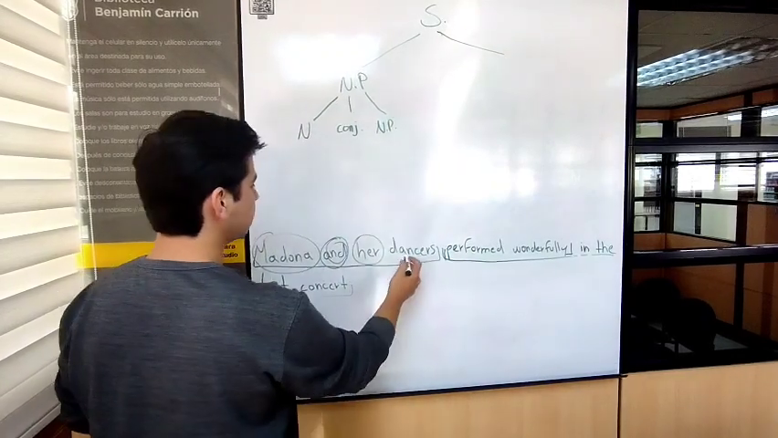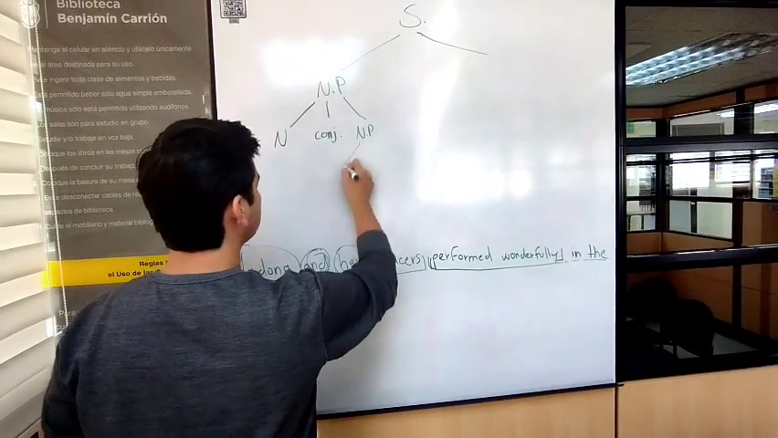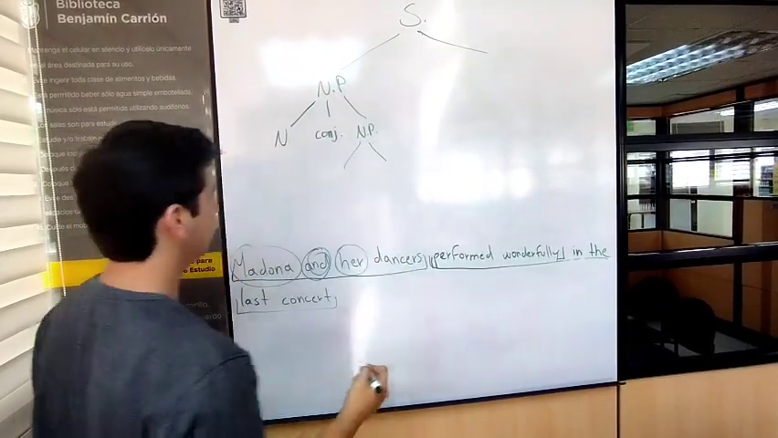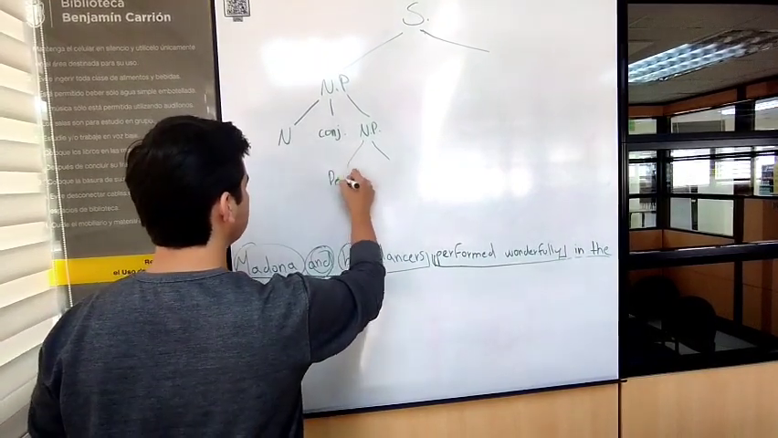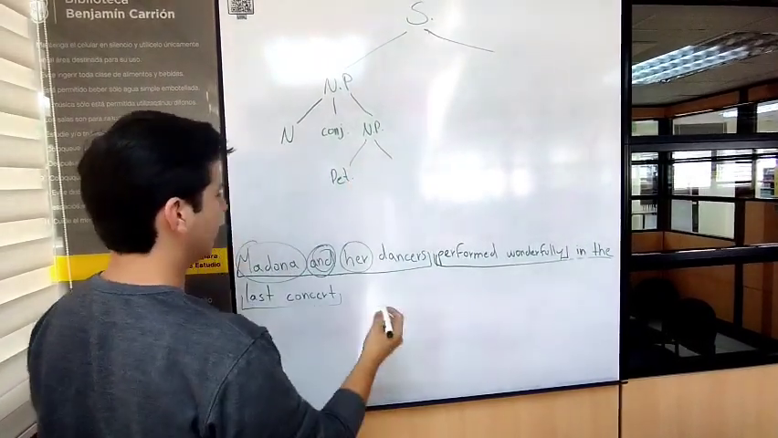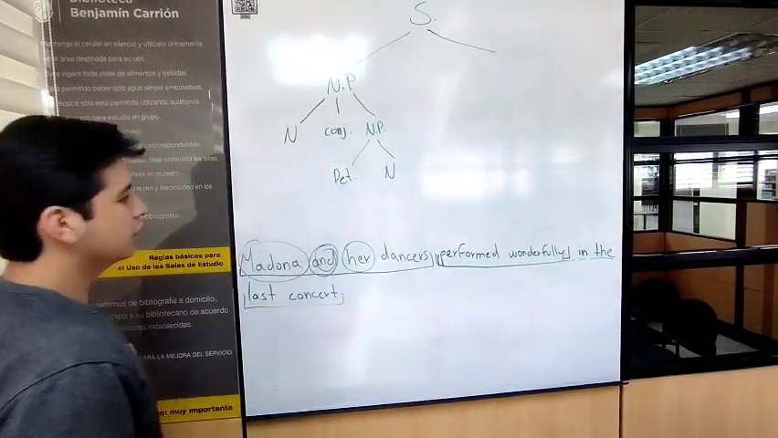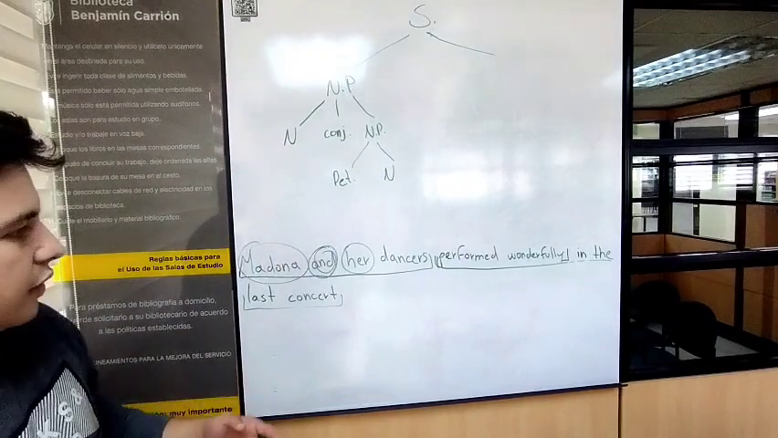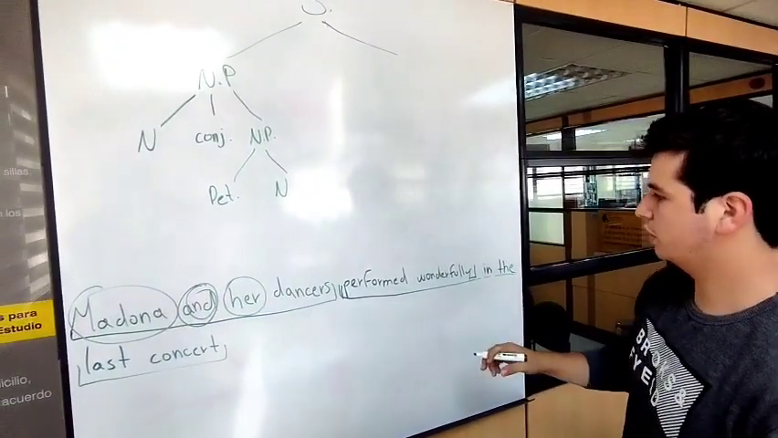So, her dancers is going to be subdivided into the next level of hierarchy, which is her, a determiner, and dancers, which is the final noun. Okay? So let's go to the next part of the sentence: performed wonderfully in the last concert.